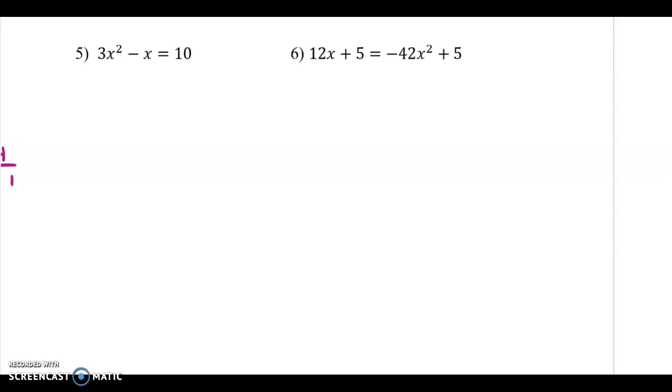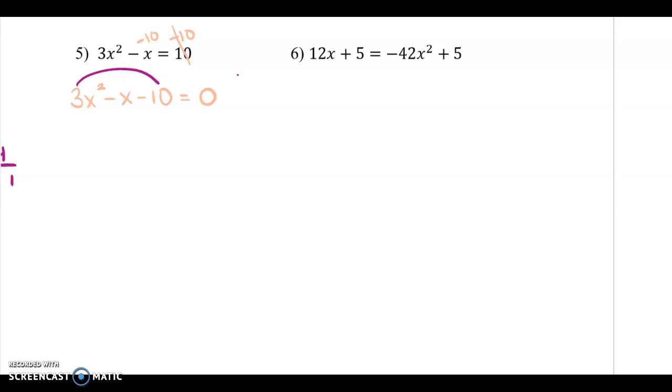All right, so this is not set equal to 0, so I'm going to set it equal to 0. That's our first step. So I'm going to move over the 10, gives me 3x squared minus x minus 10 equals 0. No GCF, and that leading coefficient is greater than 1, so I need to use the British method.